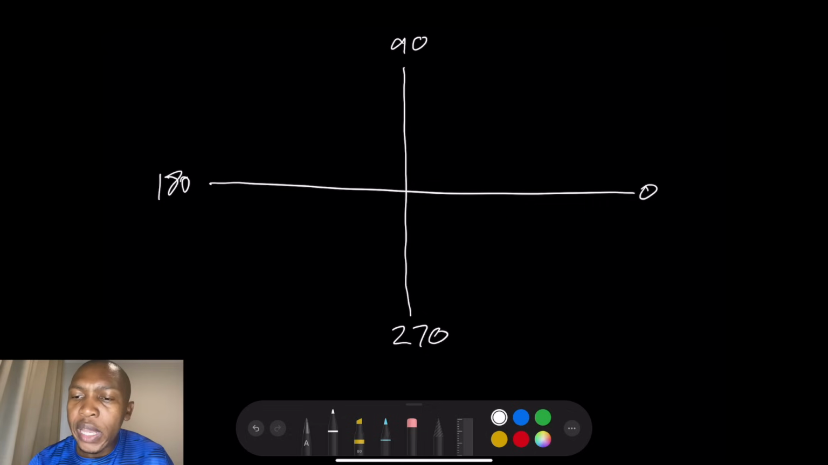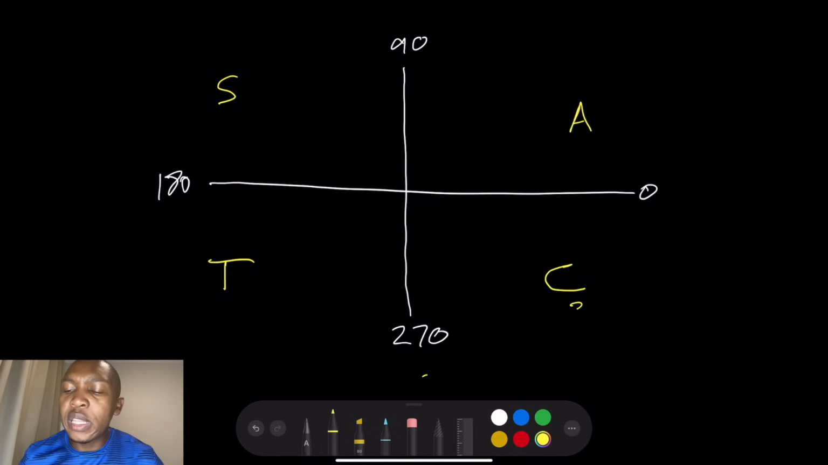Now we use what we call the CAST diagram. In this case, I'm going to quickly use that there. Let's make that nice and yellow. Our CAST diagram simply says C, A, S, and T. Our CAST starts here at the bottom, right? What does that mean? It simply means that only cos is positive in the fourth quadrant, which is over here. Why? Because x and r are positive, and cos is x over r. So in this case, only cos is positive here.